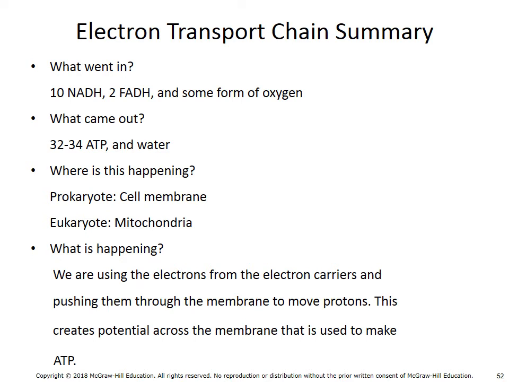Where is this happening? Well, the cell membrane of prokaryotes, because that's the only membrane we have, and clearly we need membrane proteins to pass along. So the cell membrane of prokaryotes. The eukaryotes, it'll be in the mitochondria. Then what is happening? Well, to make it simple, we're going to pass electrons through these electron carriers in the membrane, allowing us to push protons across the membrane. That again creates a potential that's used to then fuel the production of ATP.